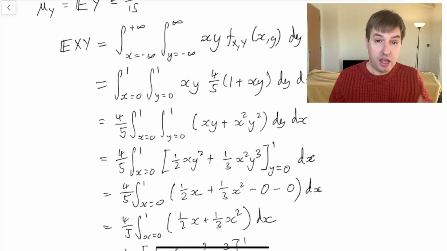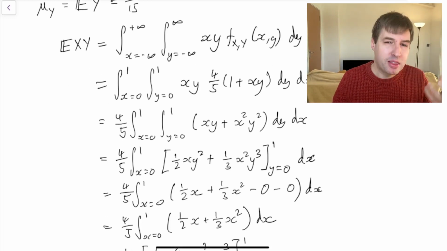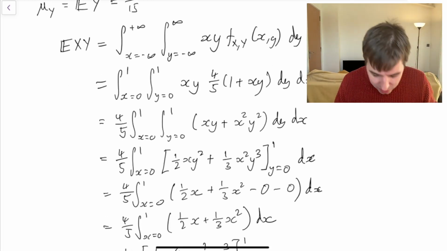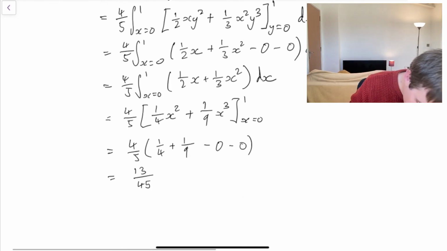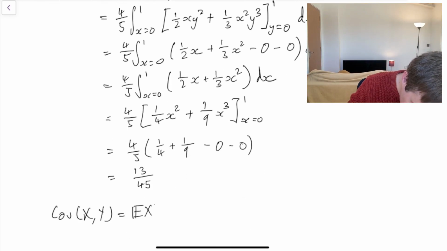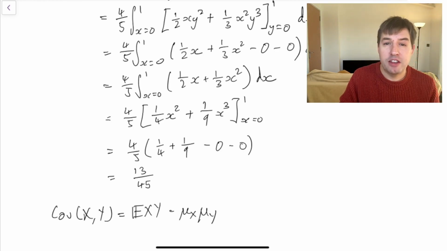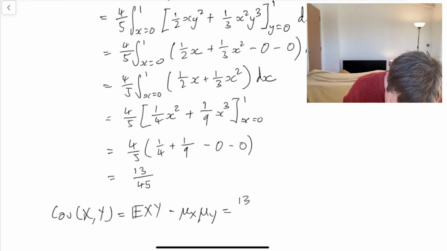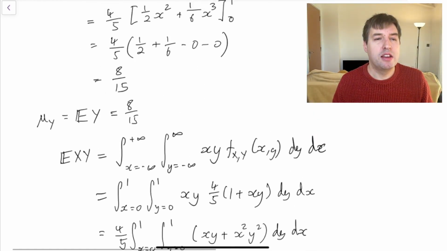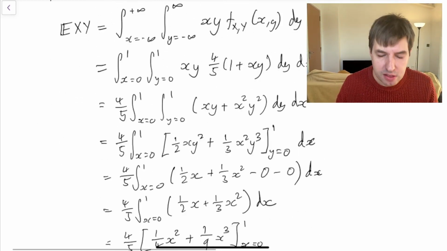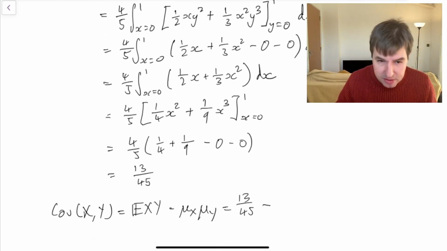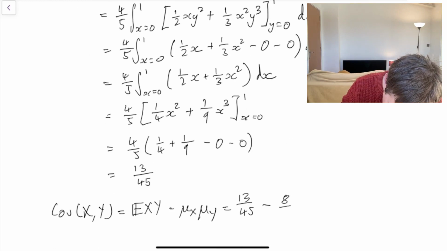Quite a lot of steps there, but it is just integration, remembering that when we did the integral over y, we had to treat x as a constant. So finally, we can say that the covariance of XY is the expected value of XY minus mu x mu y. The expected value of XY we've just calculated there. It's 13/45. Mu x and mu y, we calculated those up here. Those were both 8/15. In general, they're not the same, but in this particular case, they are. That's minus 8/15 times 8/15.